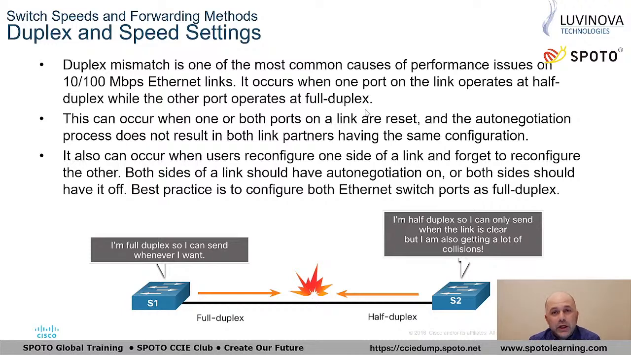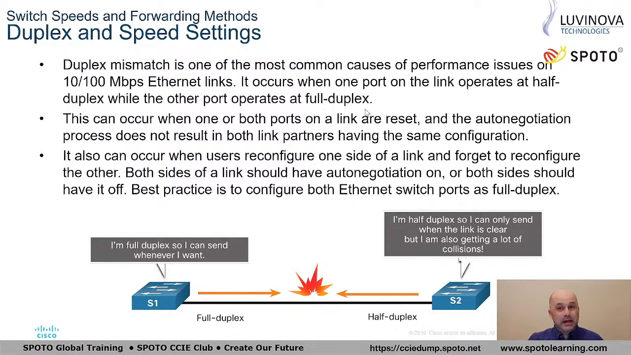So before you start using the communication channel between both devices, you must ensure that they are using the same duplexing side, and the auto-negotiation process does not always result in both link partners having the same configuration. So you just need to do it manually. It also can occur when the user reconfigures one side of the link and forgets to reconfigure the other side. Basically, everything you have to do is check both sides: are they using the same duplexing? If it's full duplex, both sides must use full duplex. If it's half, both sides must use half duplex.